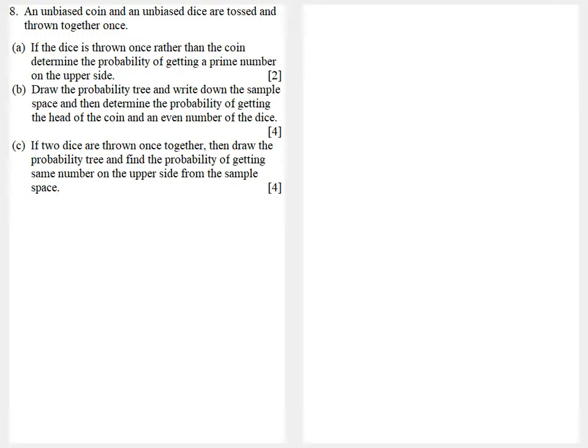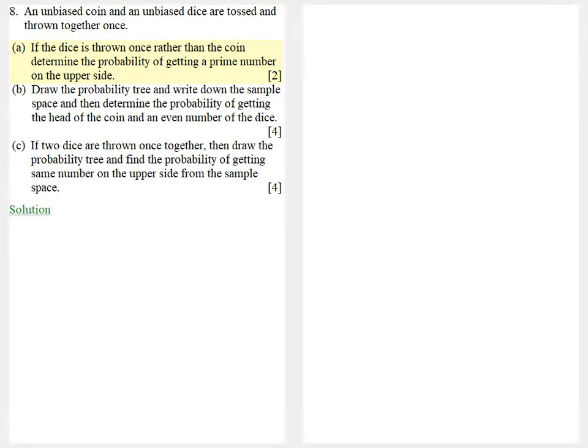Higher Maths, Dhaka, 2017, question number 8. In question number 8, we're told an unbiased coin and an unbiased dice are tossed and thrown together once. In part A, if the dice is thrown once rather than the coin, determine the probability of getting a prime number on the upper face.